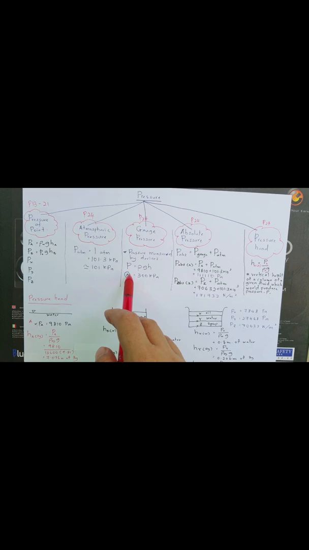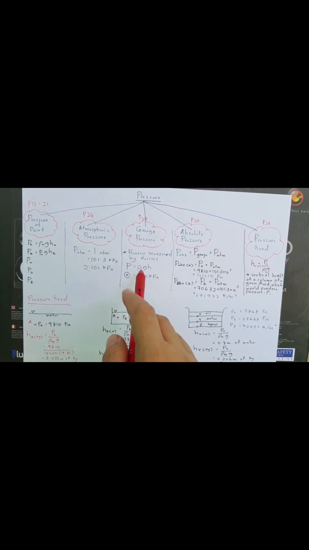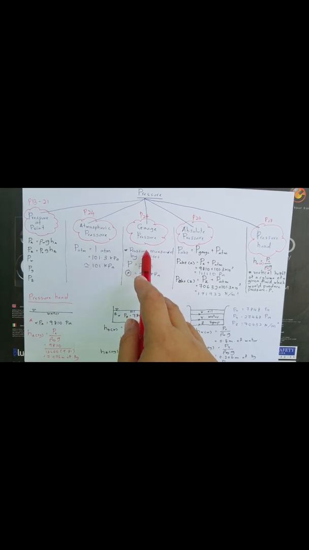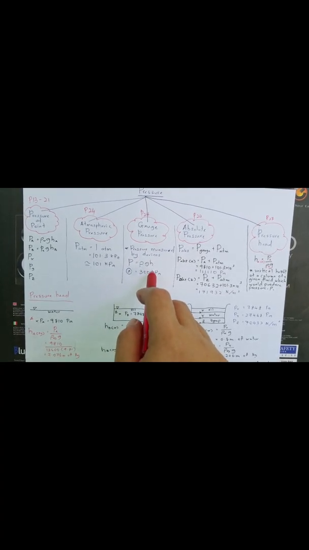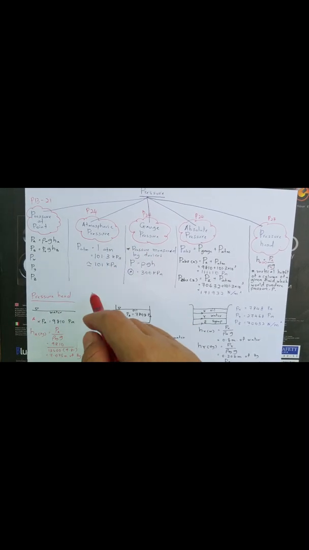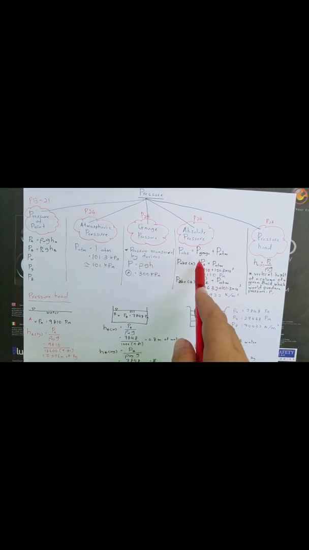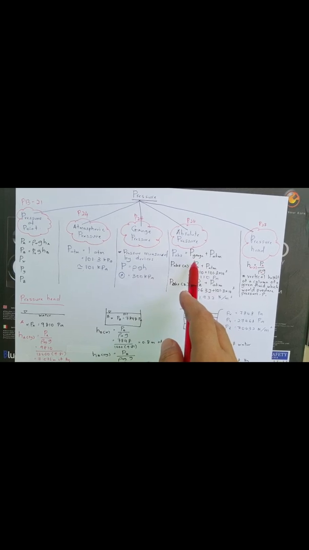Dalam problem kadang-kadang dia lukis macam ni. Buat satu bulatan anak panah 300 kilopascal. Means pada point tersebut bacaan pressure yang menggunakan gauge adalah dia baca nilai 300 kilopascal. So itu adalah gauge pressure. So next adalah absolute pressure.